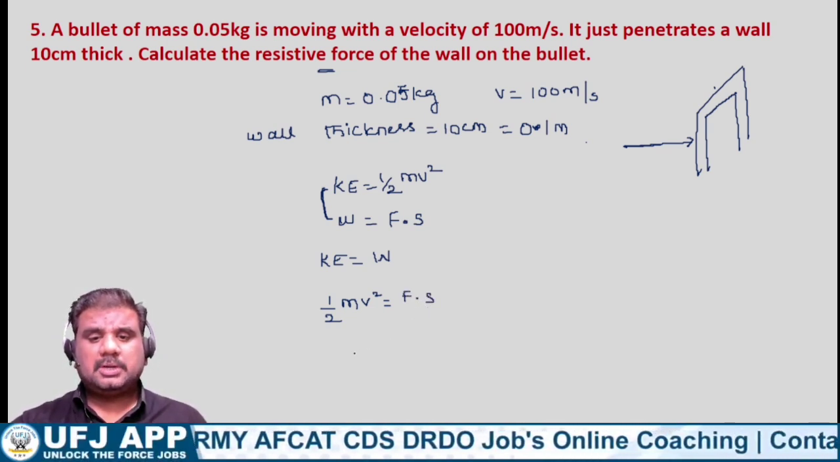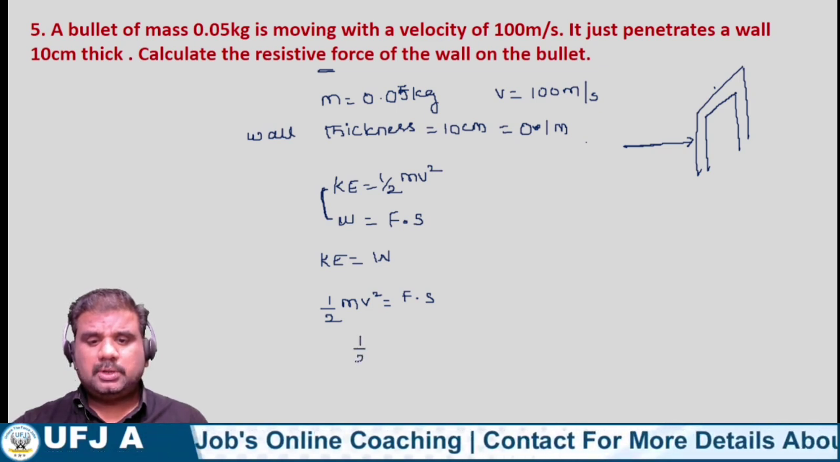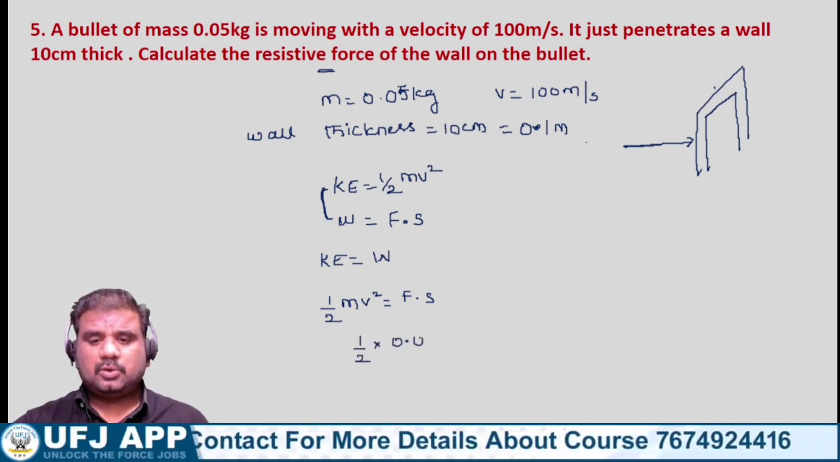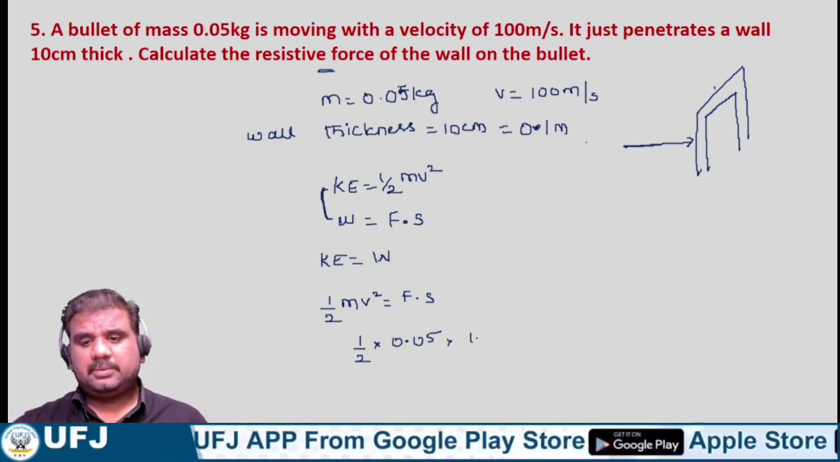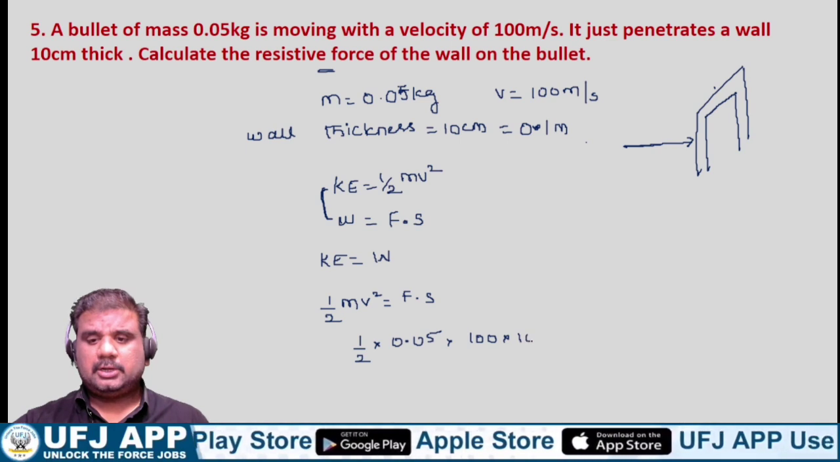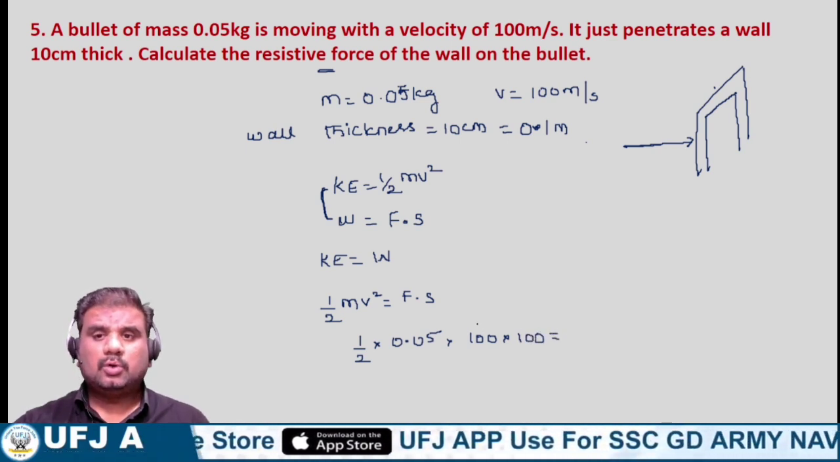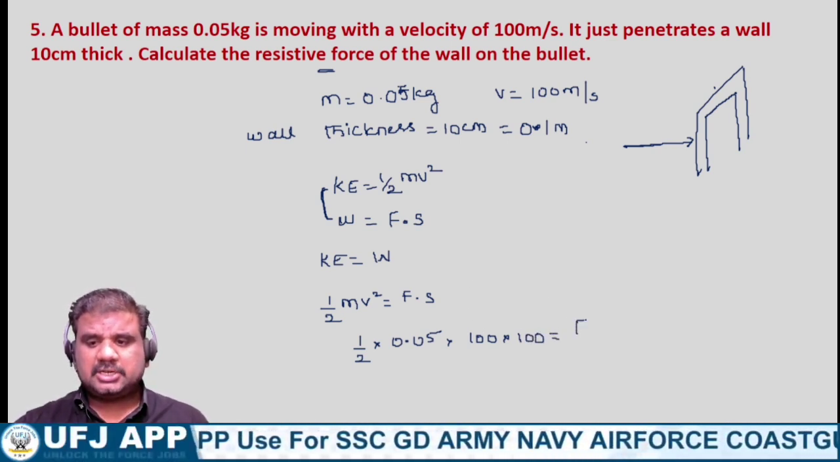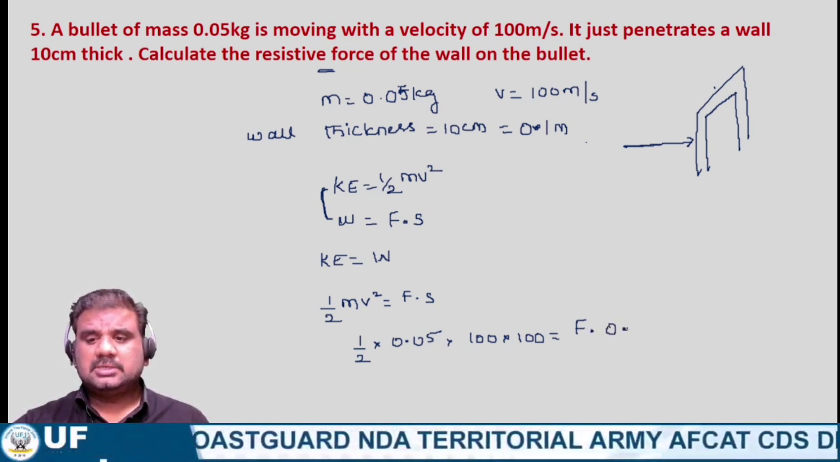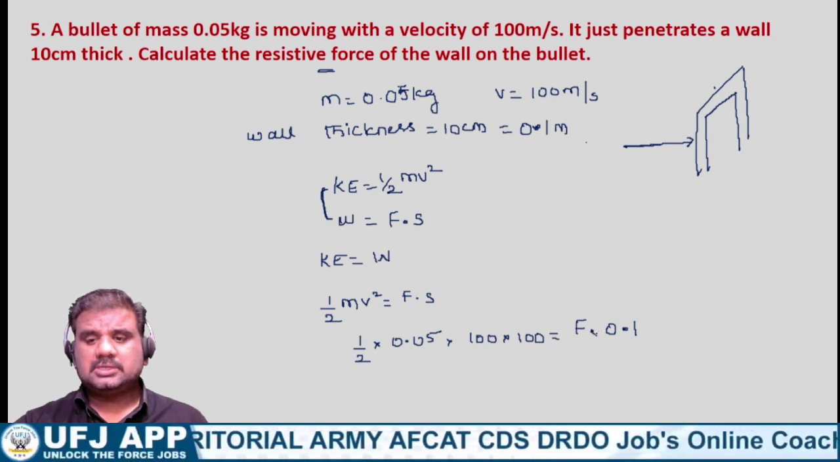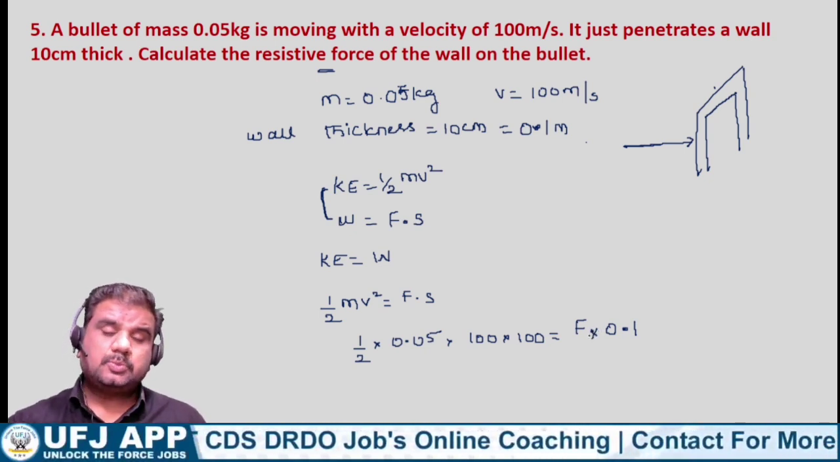So here in this particular case, what is the mass of the bullet? That is 0.05, and velocity is 100 meters per second. So 100 into 100, that is equal to force, which we need to calculate. Displacement is the wall thickness, and the wall thickness is 0.1. Wall thickness is 0.1. I repeat this one.